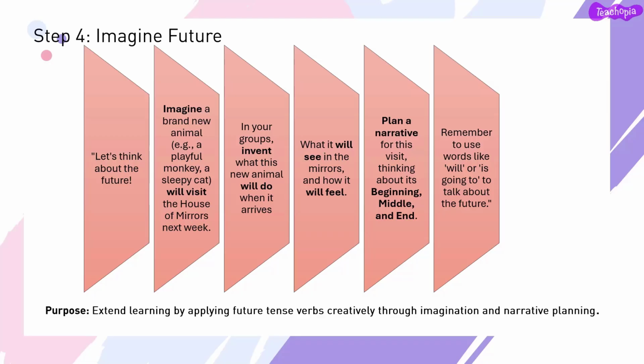In your groups, invent what this new animal will do when it arrives, what it will see in the mirrors, and how it will feel. Plan a narrative for this visit, thinking about its beginning, middle, and end. Remember to use words like will or is going to talk about the future. Here the purpose is to extend by applying future tense verbs creatively through imagination and narrative planning.